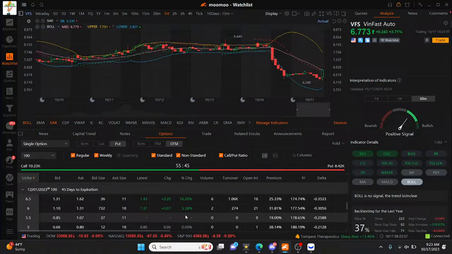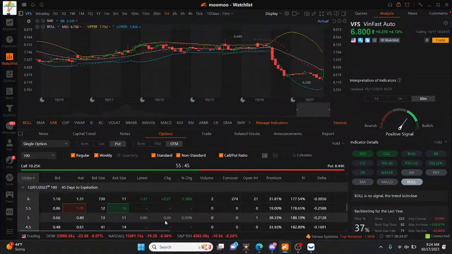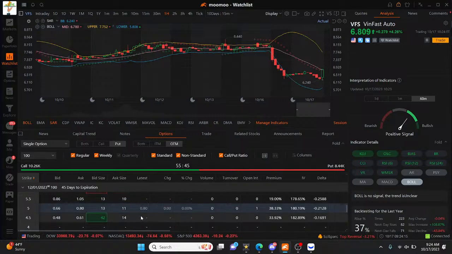We 45 days out. What we're looking at is puts out the money. The first one's out the money right now. Latest, it's $5. This is gonna be easy money right here for sure.